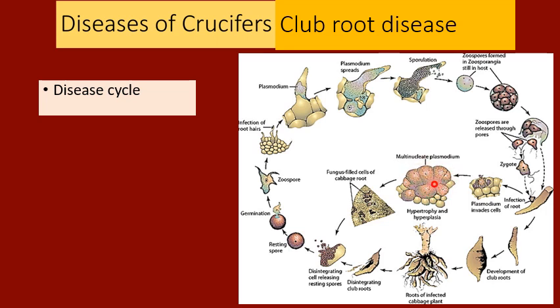Therefore we can see the club roots, enlarged cells in the lateral roots. Then fungus-like pathogen-filled cells of cabbage roots. Then again they will release the resting spores to the outside. Like that, this disease cycle is complete.